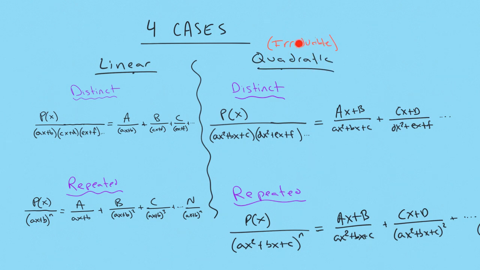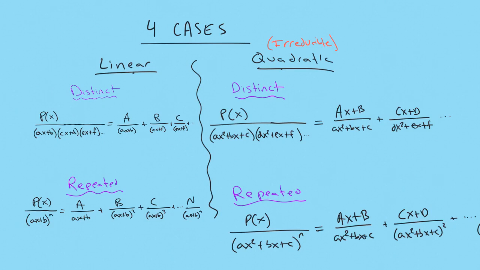And we add this little word irreducible. It's not a little word. Irreducible quadratic means it can't be factored, because if it could be factored, then it would really just be linear. So in each of those categories, linear and quadratic, we have distinct and repeated. So let's focus in on distinct for a second, or linear distinct.